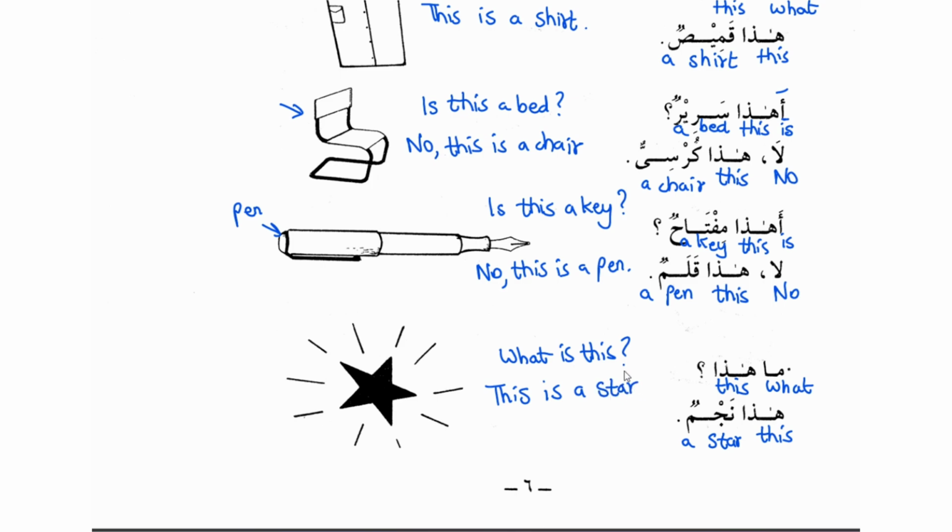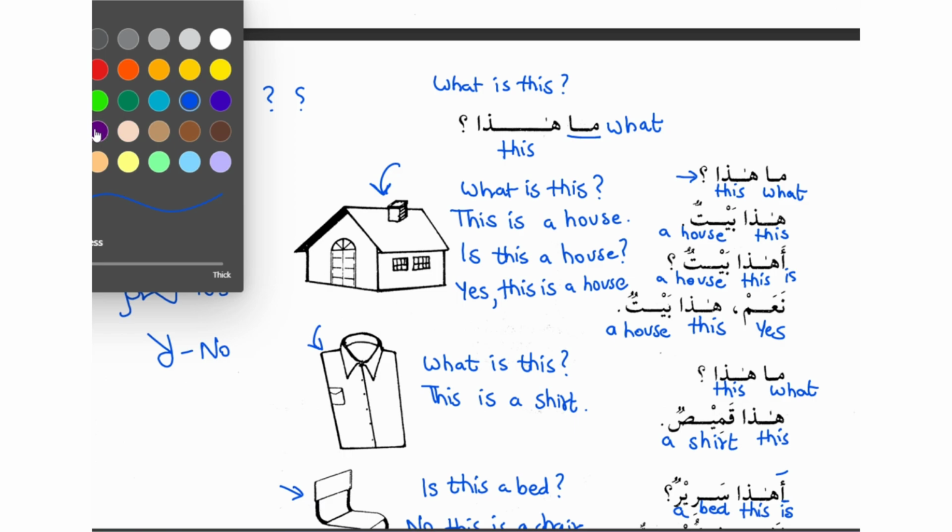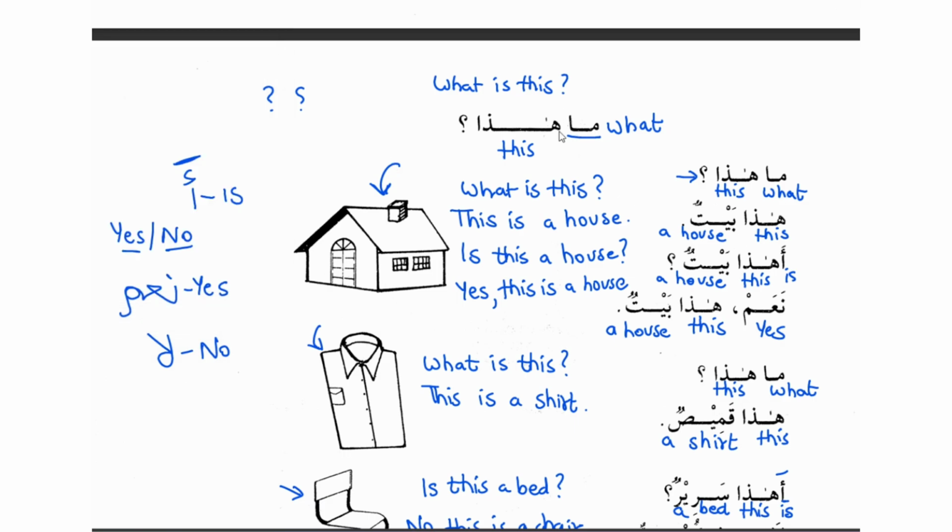Okay, so that's it for today. Let's revise from the top what we have covered today. So the topic is mahaza. Ma means what, haza means this. The first question is mahaza, meaning what is this? And this is referring to the object here, which is a house. Haza baytun. This is a house.